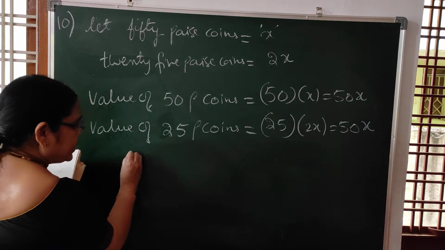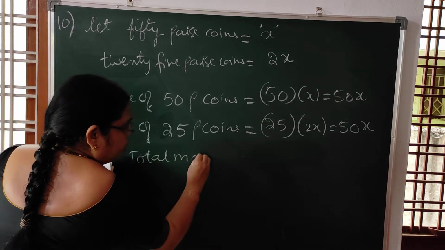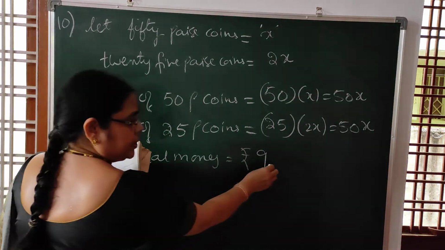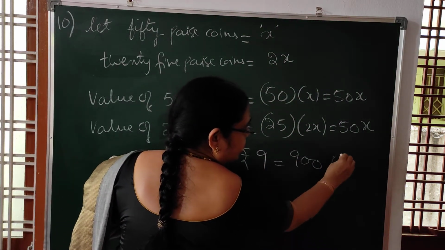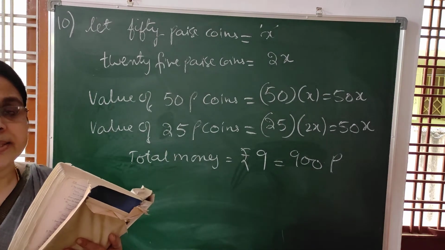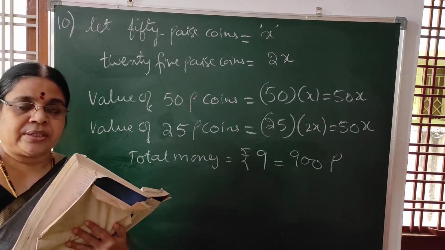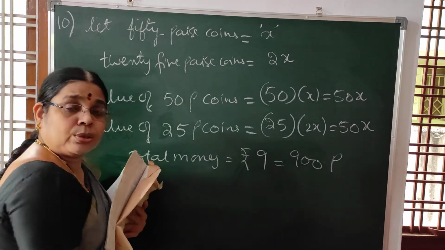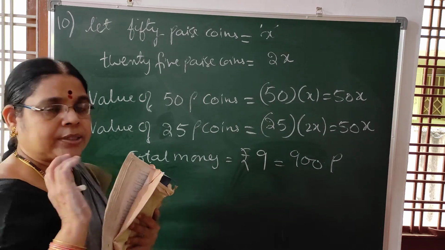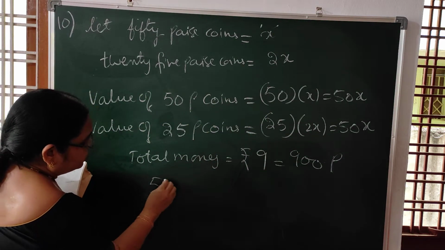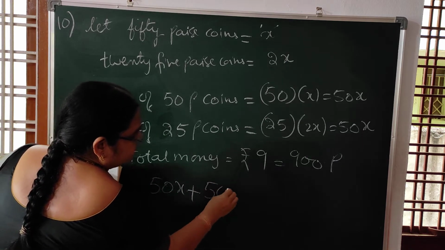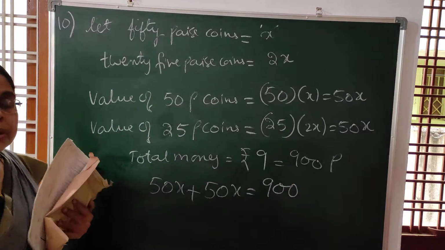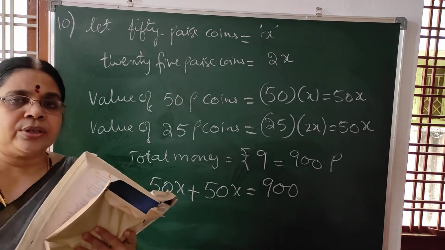What is the total money she has? Total money she has is 9 rupees. When you convert this into paise, this becomes 900 paise. Now try to frame the equation. She has a total of 900 paise, which includes the 25 paise coins plus the 50 paise coins. So 50x plus, for the 25 paise coins also 50x, is equal to 900. So 50x plus 50x is equal to 900.